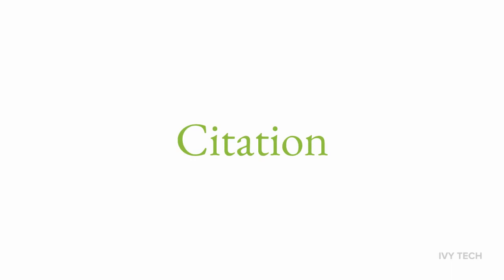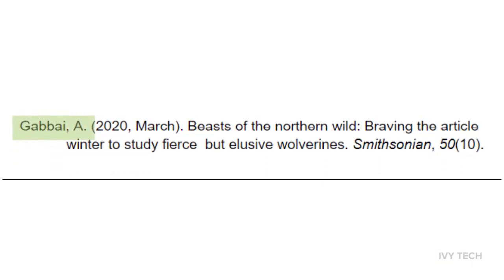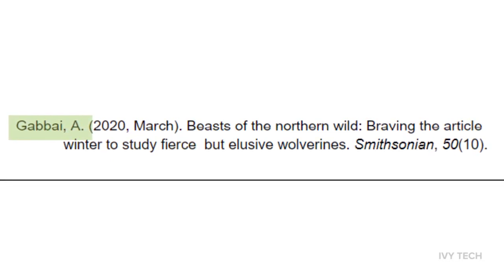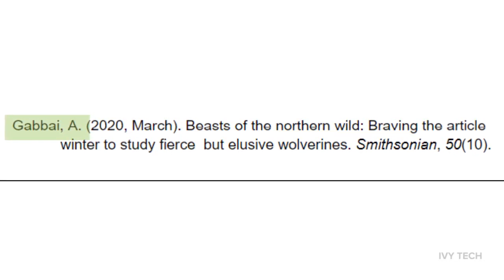Now we are looking at how this article would be listed in a bibliography. Each entry is called a citation. So each citation refers to one source of information that was used, in this case, a magazine article. This particular citation is in APA 7 format. So you can see that the author is listed first, but only last name and first initial.